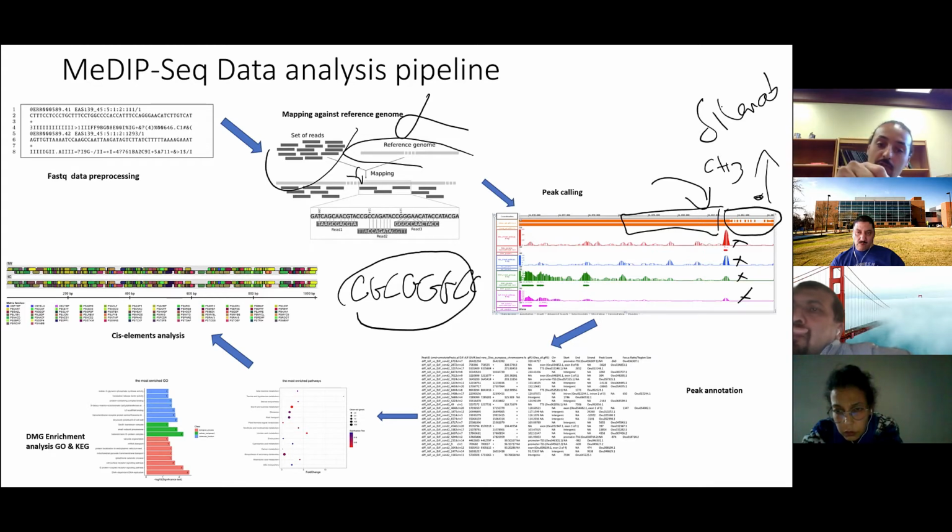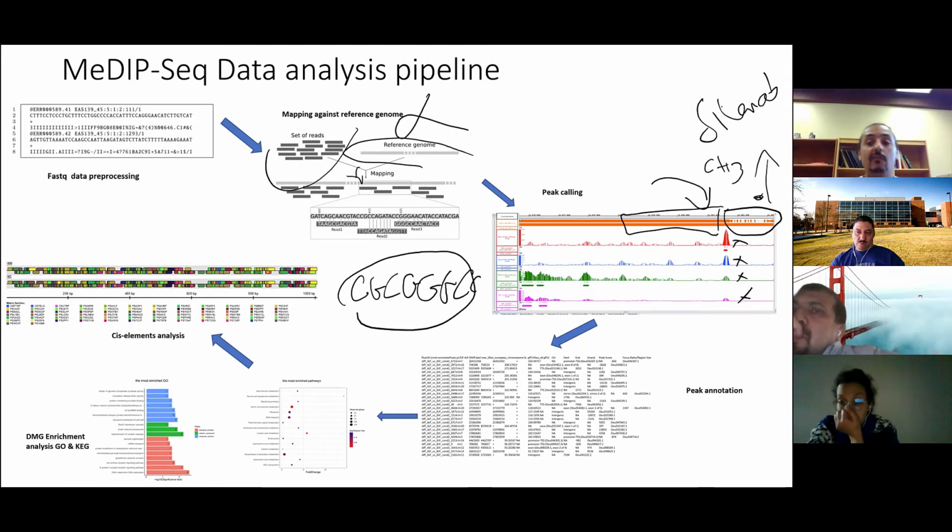So after the call of the peaks, we know where the methylation actually is in the genome, and we have to annotate that. We need to know the exact position, and we need to know what the genomic feature is. Is it in a transcription starting site? Is that methylation in a transcription termination site? Is that methylation in an exon or an intron? Different genomic features have different meanings.